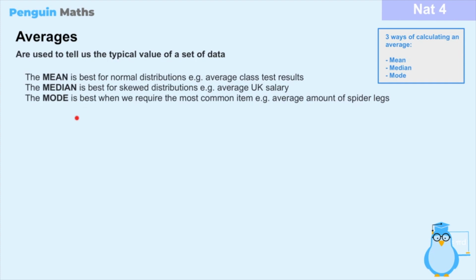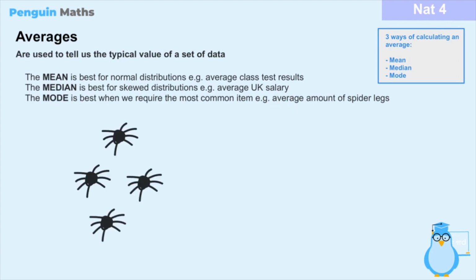And finally, it would be best to use the mode when we require the most common item, and the example I've just given here is the average amount of spider legs. We all know that a spider typically has 8 legs, and that would mean most spiders that we come across would indeed have 8 legs. However, there might be the odd spider which only has 7 legs because maybe it had an accident, one fell off, whatever the reason.